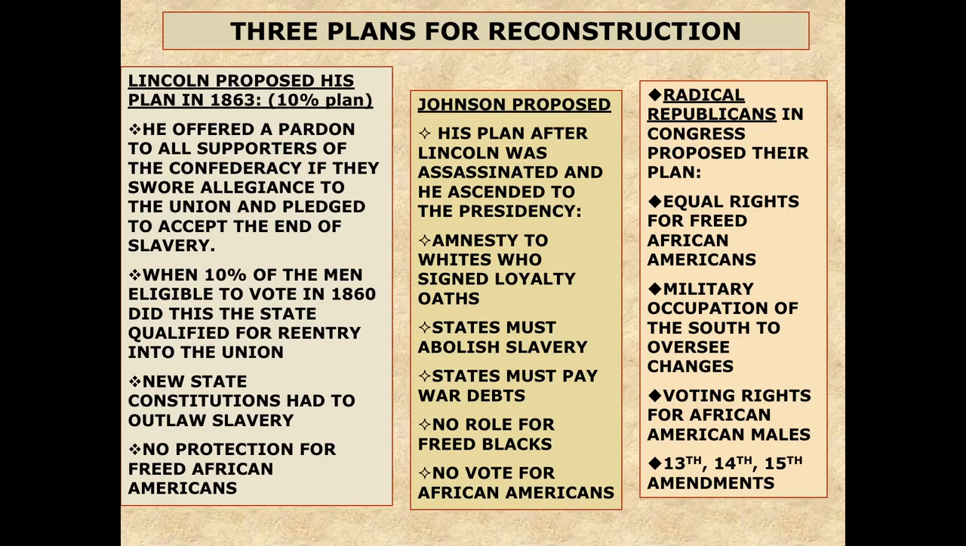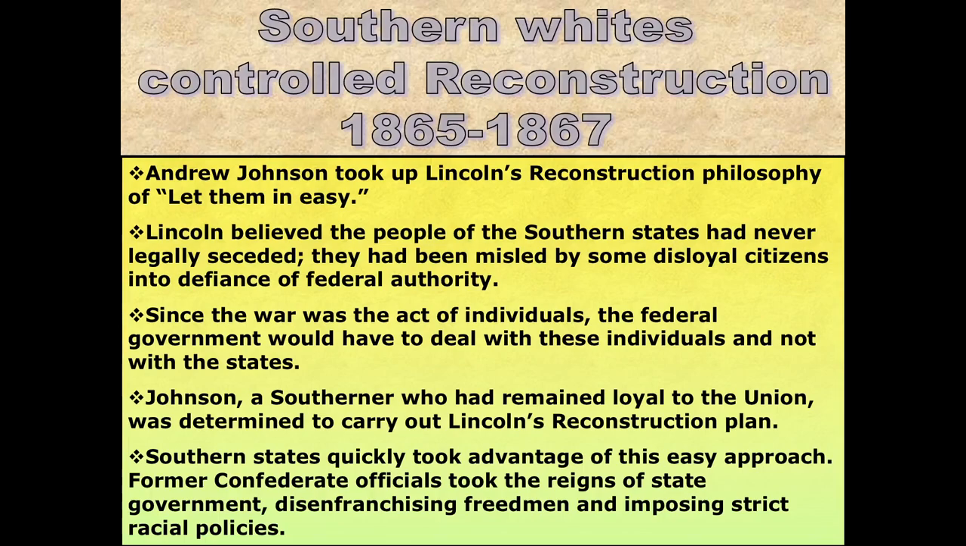So Congress and President Johnson are going to butt heads over this. President Johnson continuously vetoes bills, like to extend the Freedmen's Bureau. The southern states are going to take advantage of his easy approach. Ex-Confederates are going to rule again, pretty much take control of their state governments. And you know, things are bad when you get former Confederates in public office. I mean, that's a terrible thing.